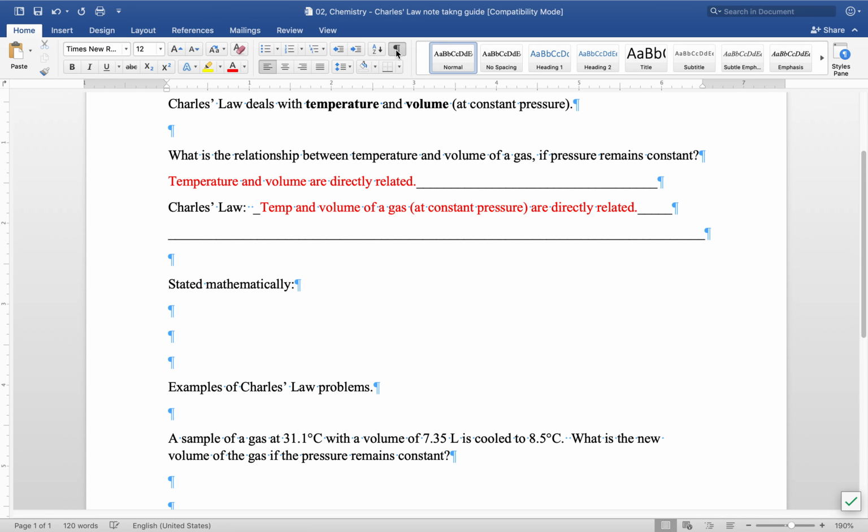All right. So stated mathematically, what's the formula that deals with a direct relationship? If you remember, Boyle's law deals with the inverse relationship of pressure and volume, which is P1 times V1 equals P2 times V2. And this is a direct relationship, which is, of course, different than an inverse relationship.